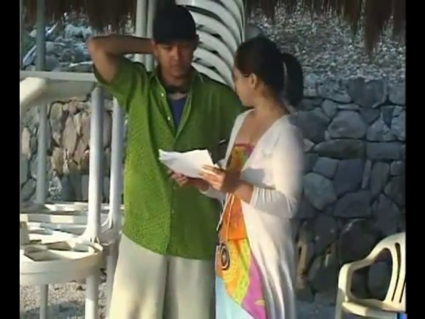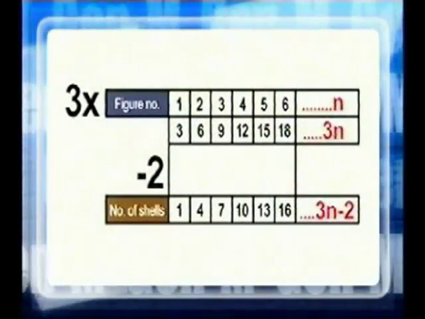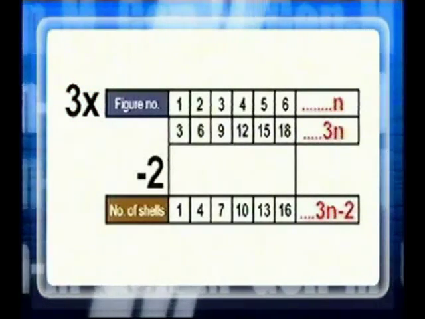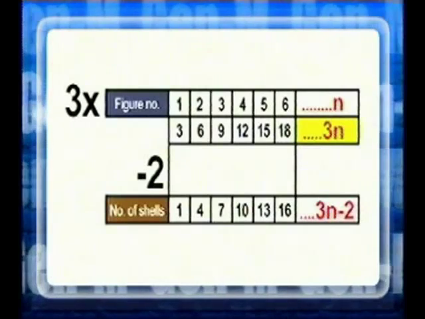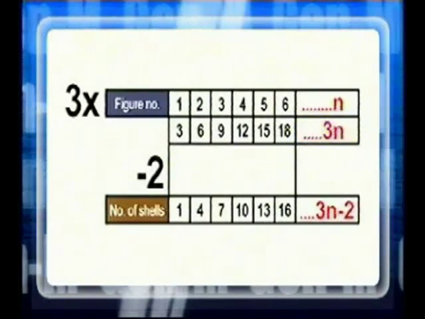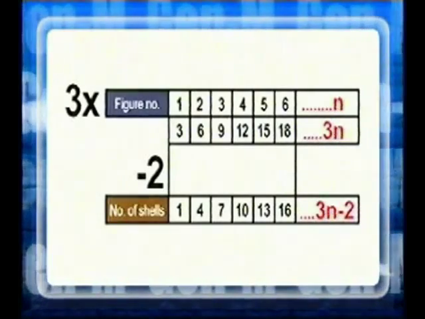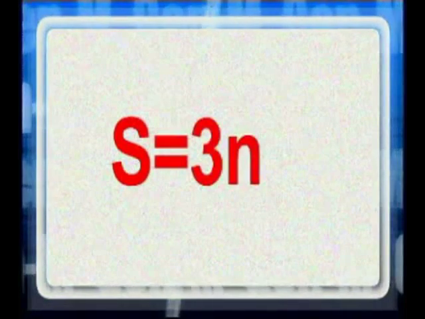Good! Now, let's write that pattern in a mathematical language. To get the number of shells, you first multiply the common difference, or the number 3, with the figure number. We can define that as 3n. Then, you subtract 2 from 3n, or 3n minus 2. Let's use the letter S to represent the number of shells and include the equal sign. We get S is equal to 3n minus 2.